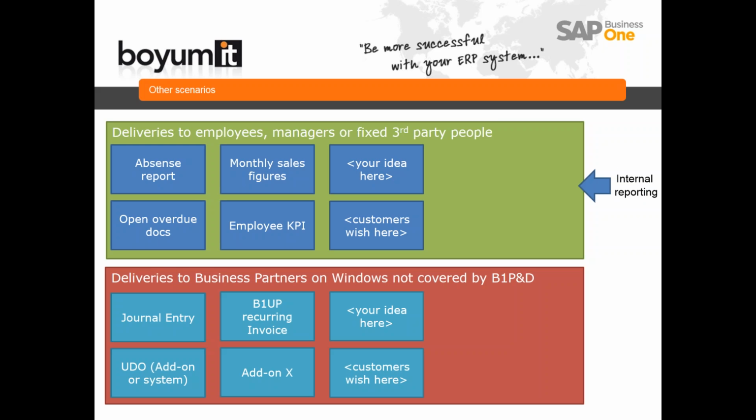So this is what's called internal reporting, and this is what's called custom reporting. Internal reporting is not really linked to a specific screen, while custom reporting is linked to a screen that B1 print delivery doesn't know anything about normally.